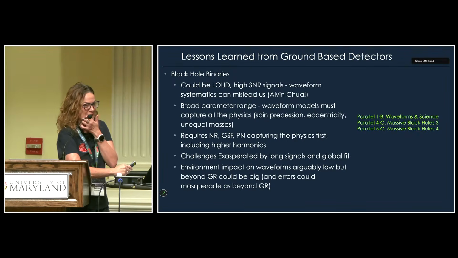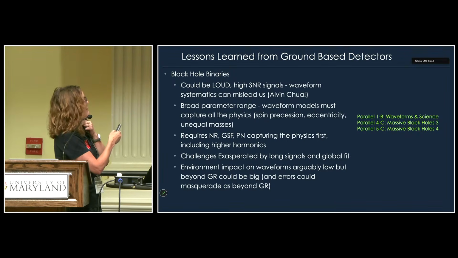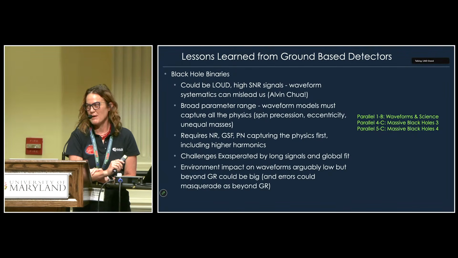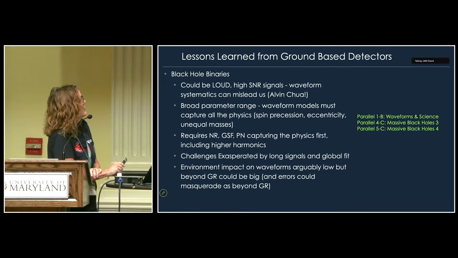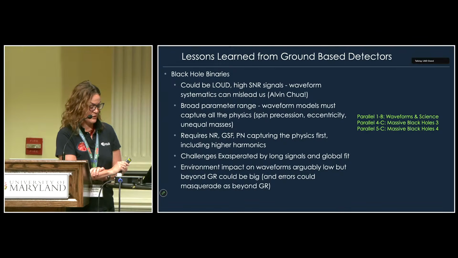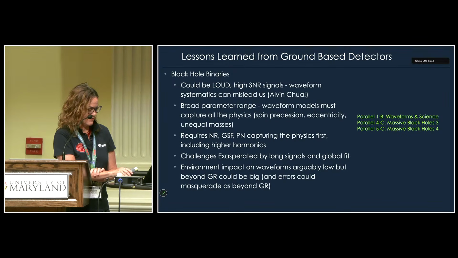I'm going to make the claim, it could be controversial, that environmental impact is not important in the BBH case, not because I don't like electromagnetic counterparts, but because it doesn't impact the waveform of a massive black hole binary signal. But beyond GR it very well might, because if you can't disentangle GR physics, we might miss or assume a beyond GR signal that is really a systematic error.